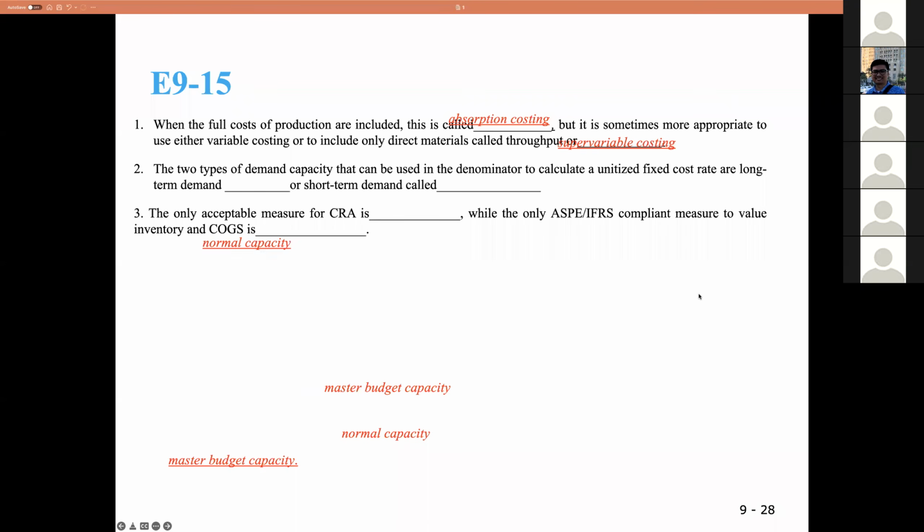And what's the other one? I don't know who you are, but... Yeah, that's me. It's Jeremy. Yeah, sorry about that. I think I already sent you a lot, but if you want that one, the master. Yeah, so this is the master budget capacity. Okay. And then the third one, the only acceptable measure for CRA is, and what is the ASB and IFRS requirement?